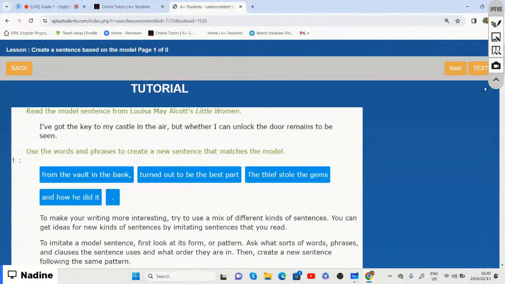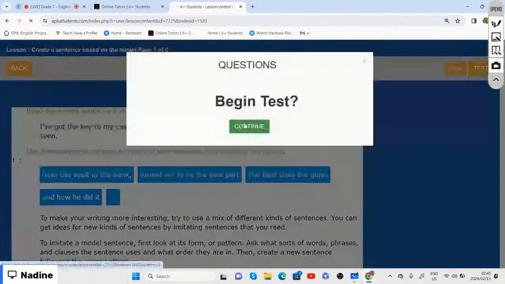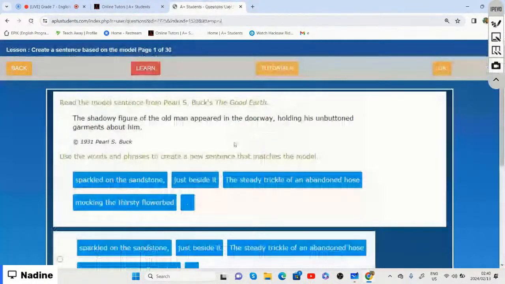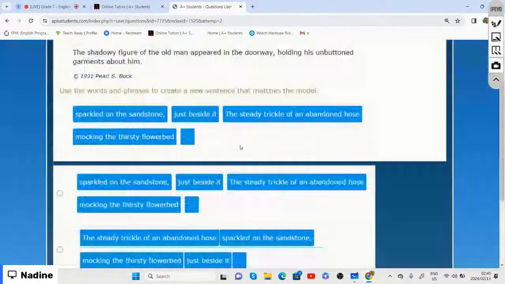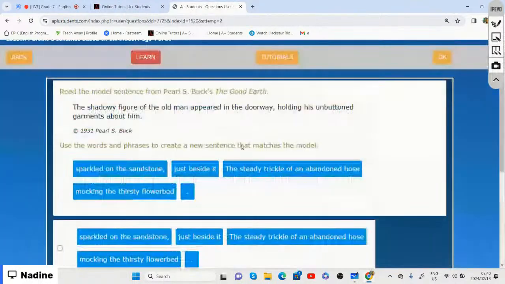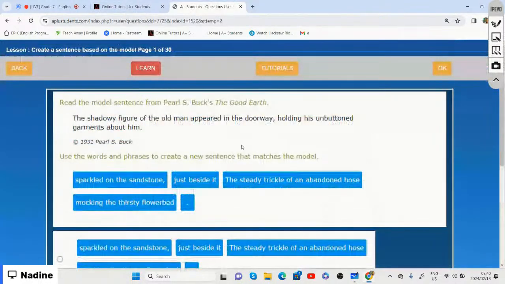All right. So let's go to our test. So we're going to now look at the two sentences, and then we're going to choose what the correct sentence is, or let's say the order of our sentences. So the model sentence first, from Pearl S. Buck's The Good Earth, says that the shadowy figure of an old man appeared in the doorway holding his unbuttoned garments about him.